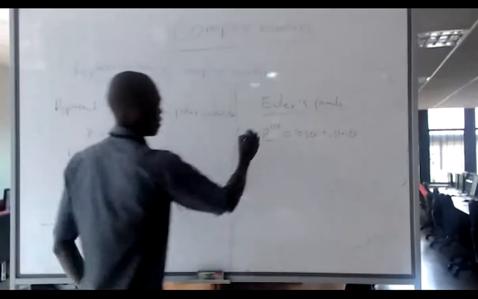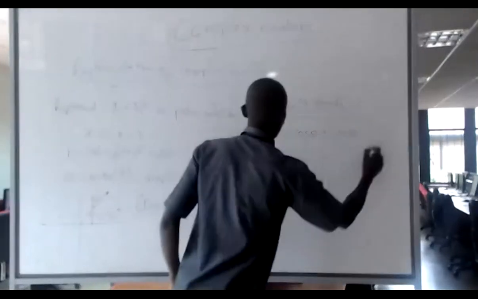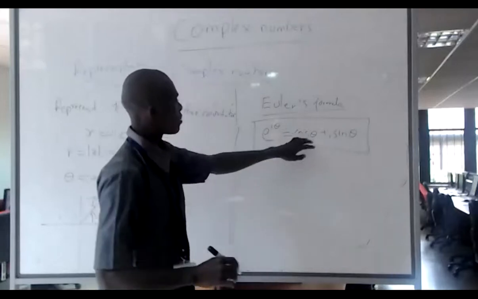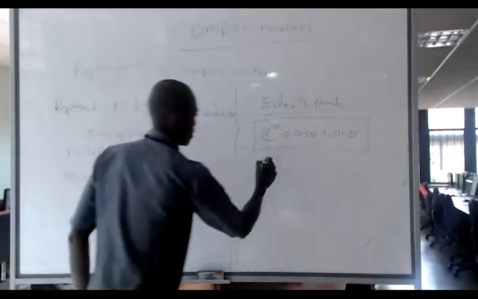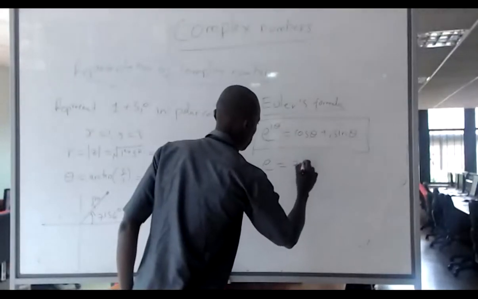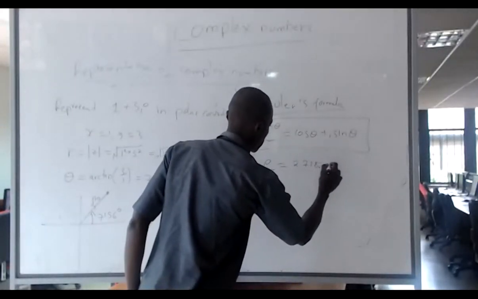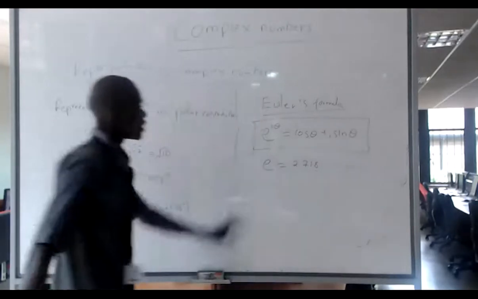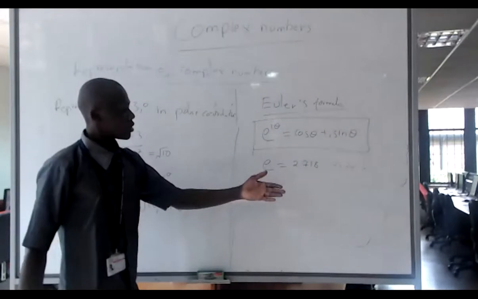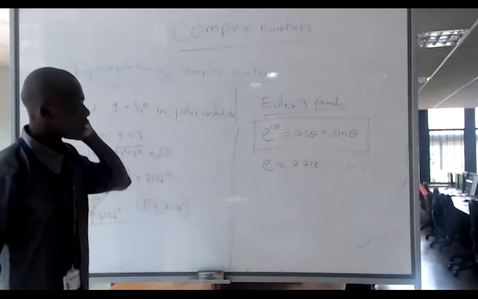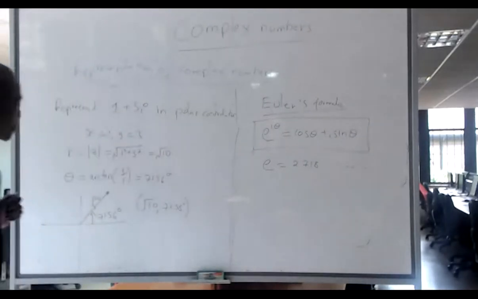So take this as a definition, that e to the i theta is cosine of theta plus i sine theta, where e is this irrational number which starts with 2.718 and goes on forever. It's an irrational number. Some people call it the natural base for logarithms, or the Napierian.